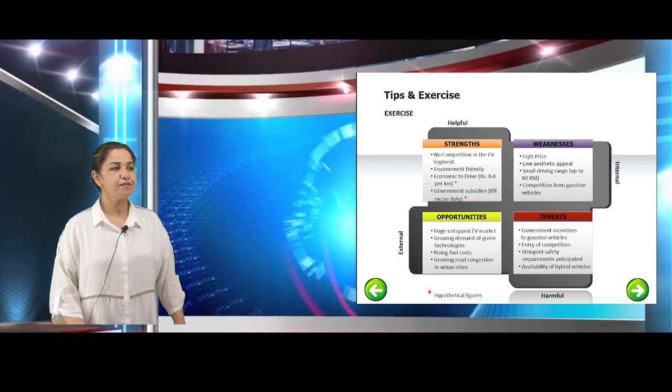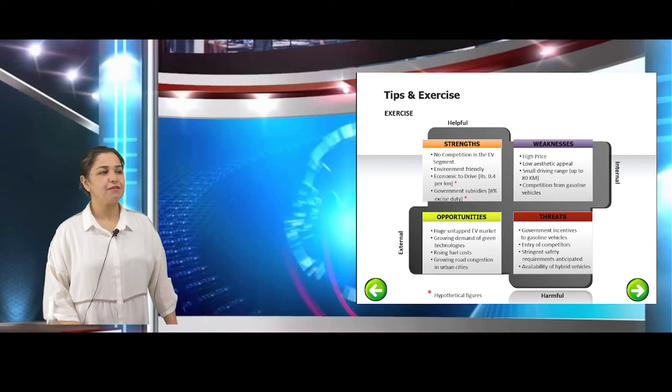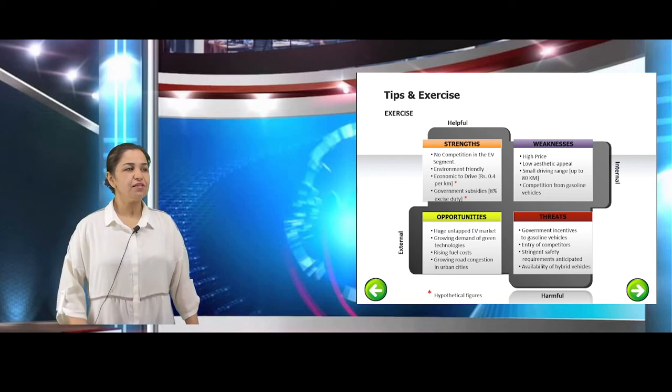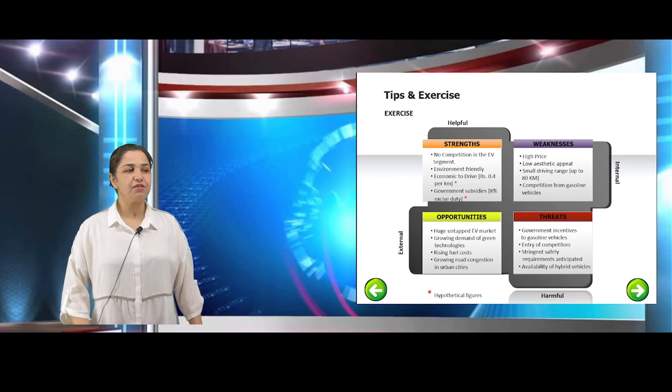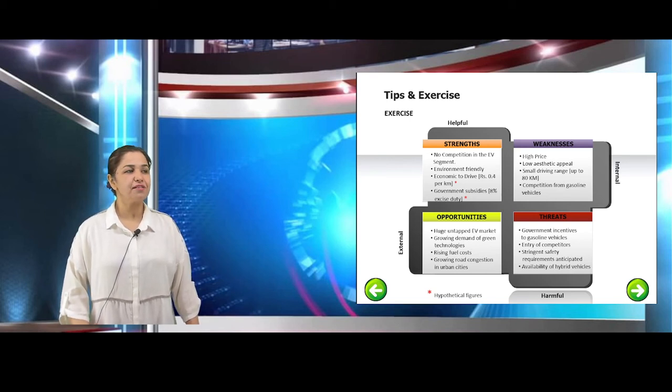The weaknesses are high price, low aesthetic appeal, small driving range, competition from gasoline vehicles. So these are the weaknesses. So before launching your automobile in the market, you have to learn these sides accordingly.